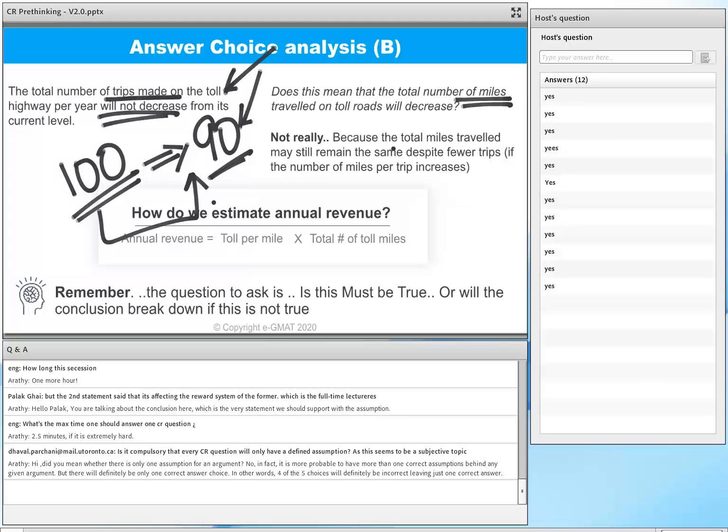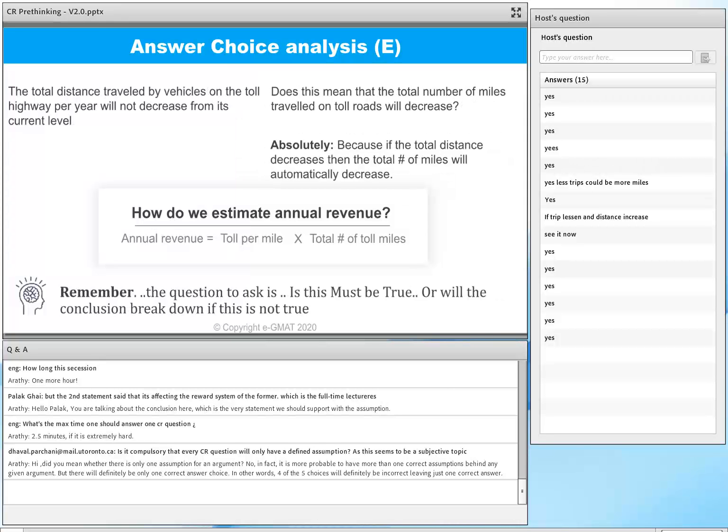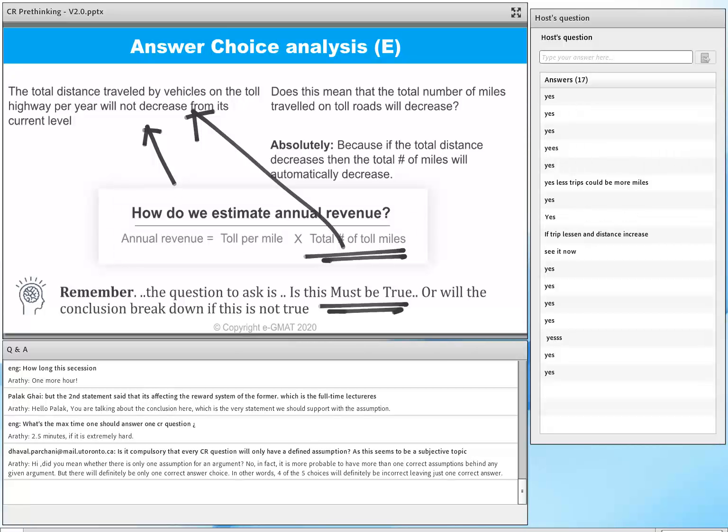This is a great strengthener. It's not a good assumption. The correct answer, which is choice E, talks about the total distance traveled, which is where, if you had just focused on doing the pre-thinking, you would have said, hey, total number of toll miles directly talks to the total distance traveled. Why? Because if the total distance goes down, then yes, we'll have a problem with the conclusion. Total distance maps directly to the total number of miles. And again, that's the question that we're going to ask.